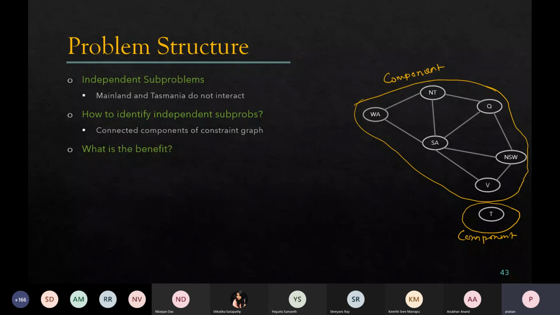So let us see, if we do that, what is the benefit? If we have a problem with n variables, what is the running time if we do not do any decomposition? We know that it is in the order of d to the power n, where d is the domain size.